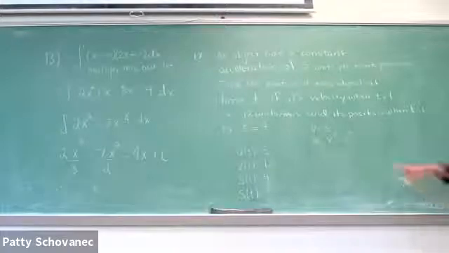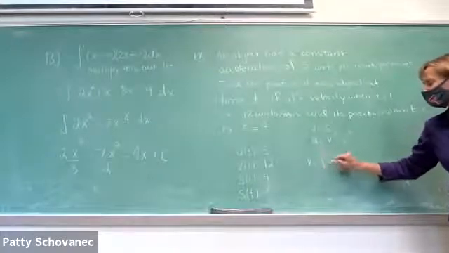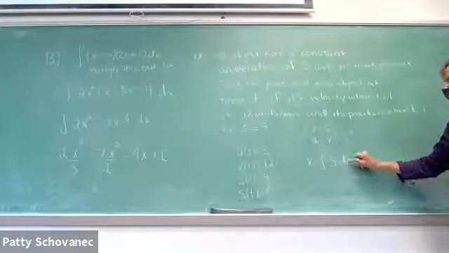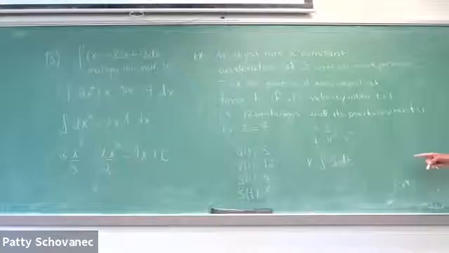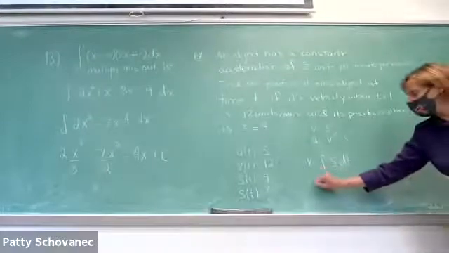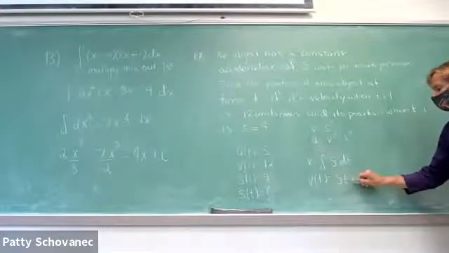So what this is telling me is that my velocity is going to be the antiderivative of 5 as a function of t. So what's the general form for the velocity function? Just 5t, right? Plus the constant of integration. So velocity at any time t is 5t plus c.